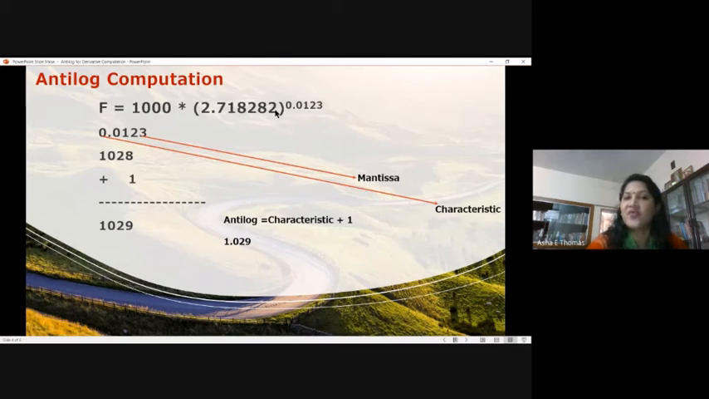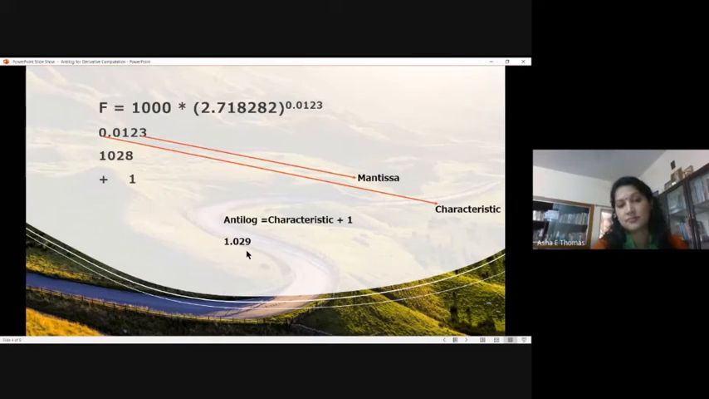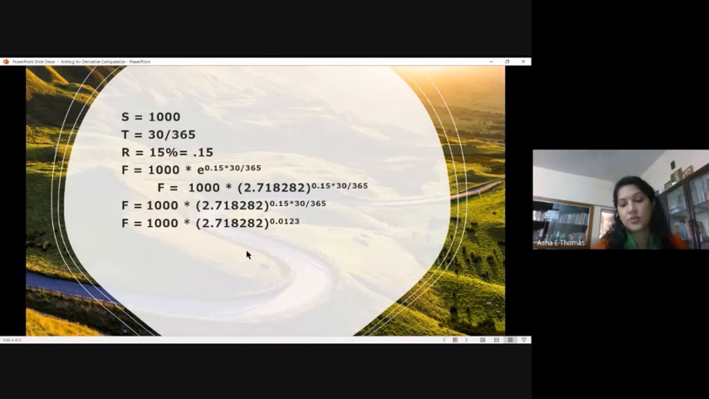This is what you are finding difficult. It's not that you didn't understand the concept. This part is actually the value which you have to take from the anti-log table. So I am going to get 1.029. Now things are very easy for me. Future price is equal to spot into this. So my spot is 1000, 1000 into this. That's what I get here.